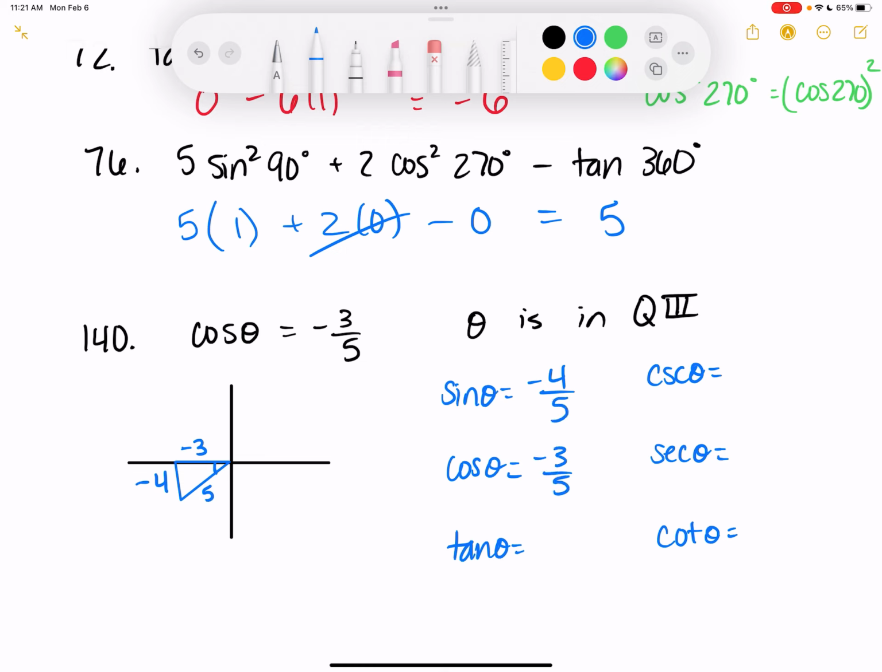Tangent. No, 4 over 3. Cosecant. Yeah, the negative doesn't matter if it's top, bottom, or just in front. Secant. And cotangent, 3 over 4. Beautiful.